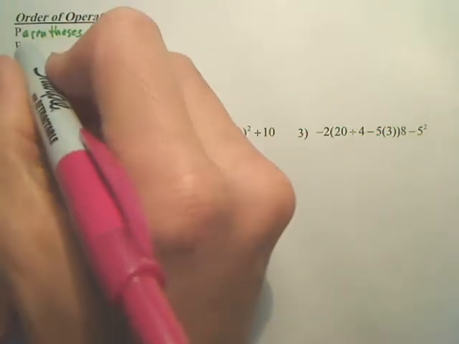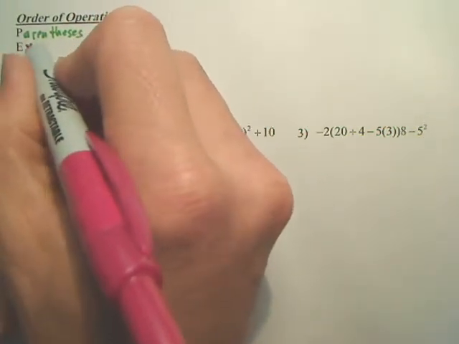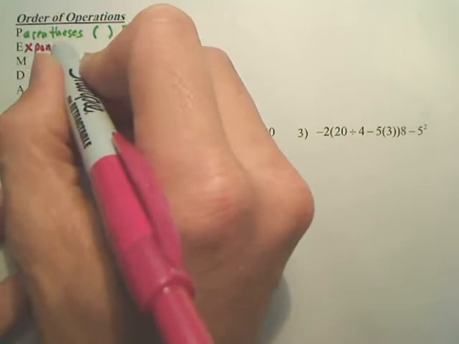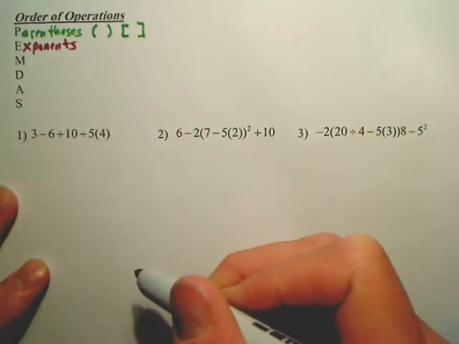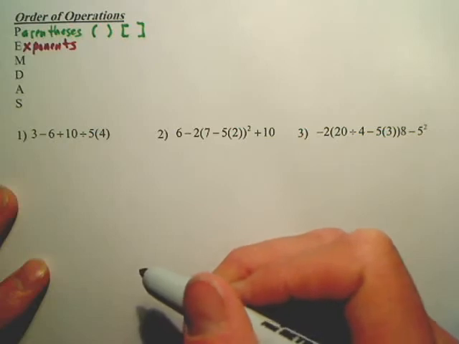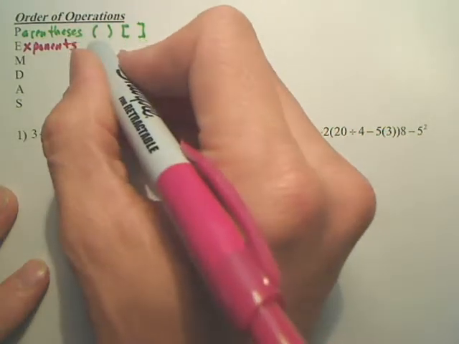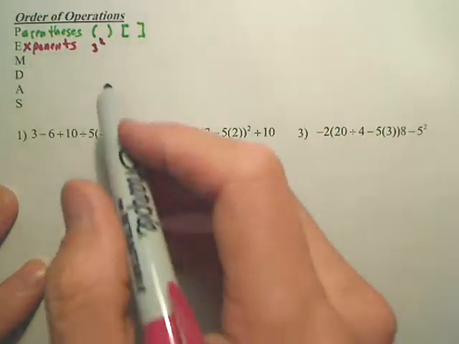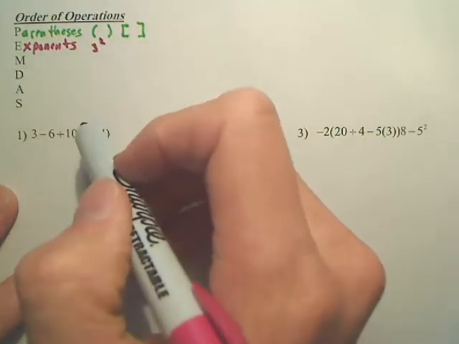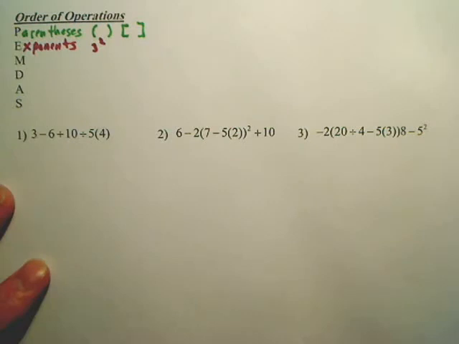The next step is exponents. The next step is to do all your exponents. Exponents are like that. Those little powers. That's like 3 squared. That's an exponent.